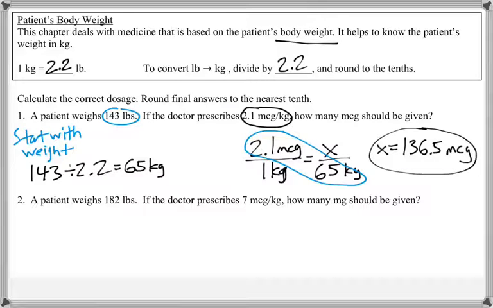Number 2 says a patient weighs 182 pounds. If the doctor prescribes 7 mcg per kilogram of body weight, how many mg should be given? Okay, so I want to first start with the weight.